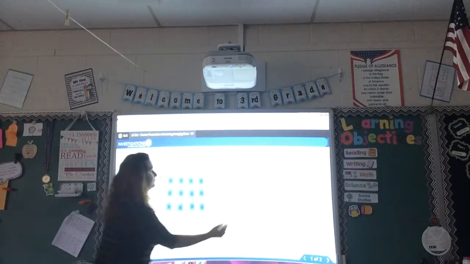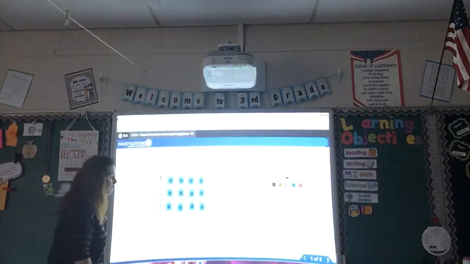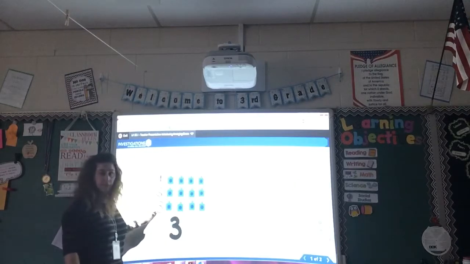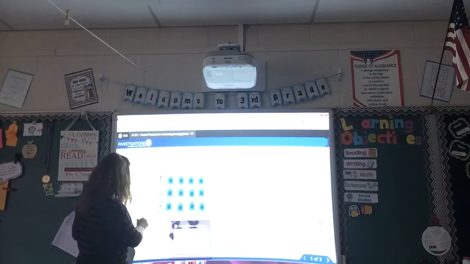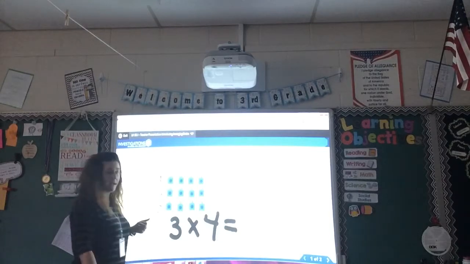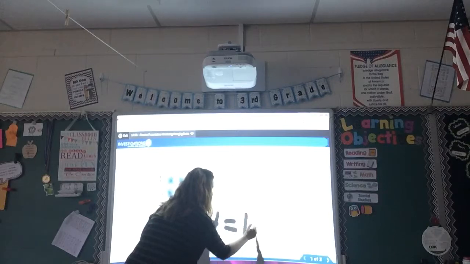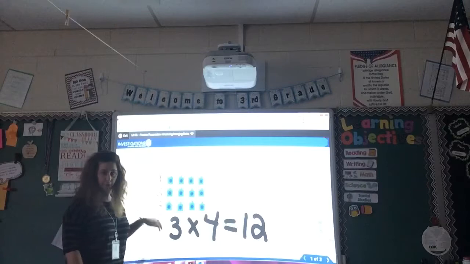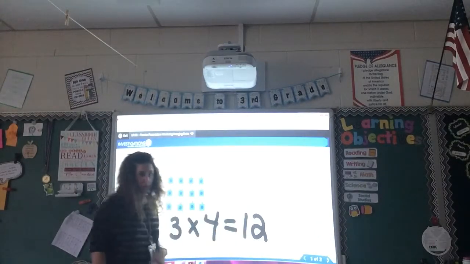So let's see if I can make this bigger. I think I can. Perfect. So if rows go first, my multiplication equation would be 3, since I have 3 rows, times 4, because it's the number in each row. 3 times 4, and we know automatically that equals 12 because I said you have 12 chairs. So 3 times 4 equals 12. I have an array that is a 3 by 4 array. 3 rows, 4 in each row, which equals 12.